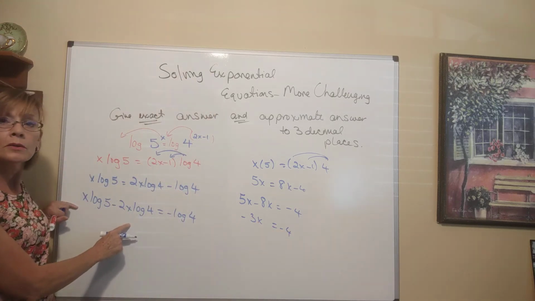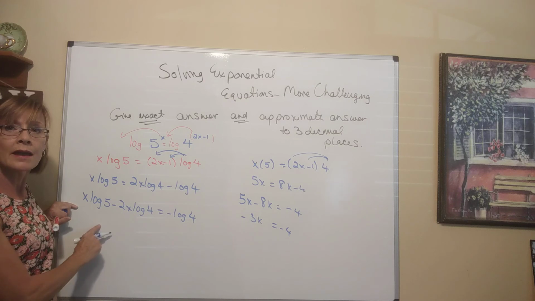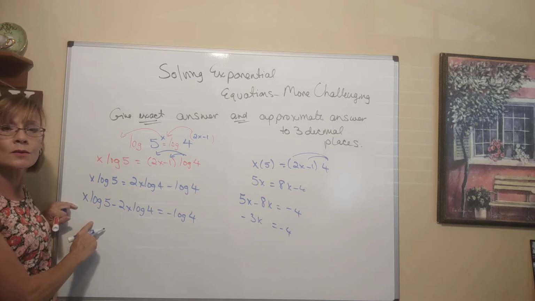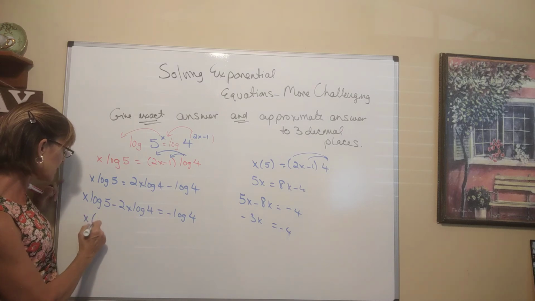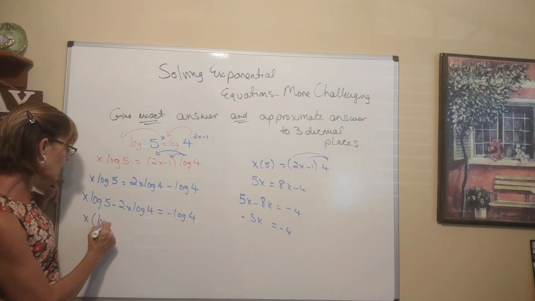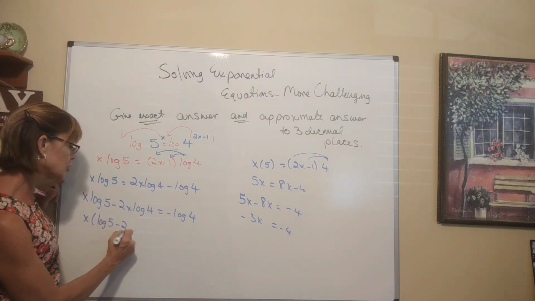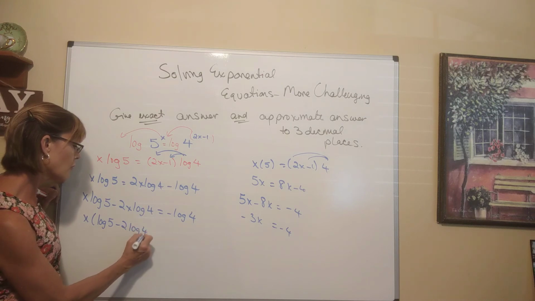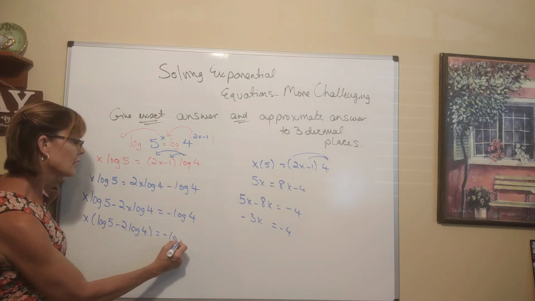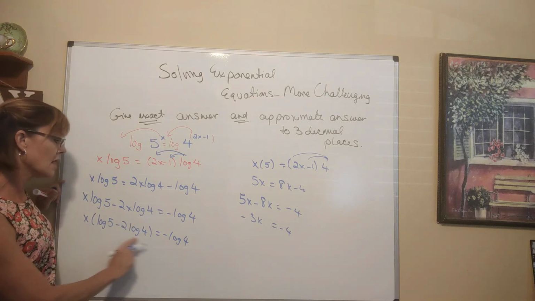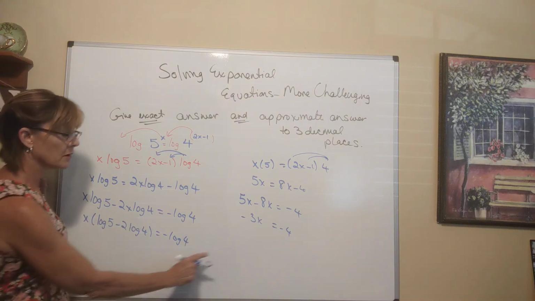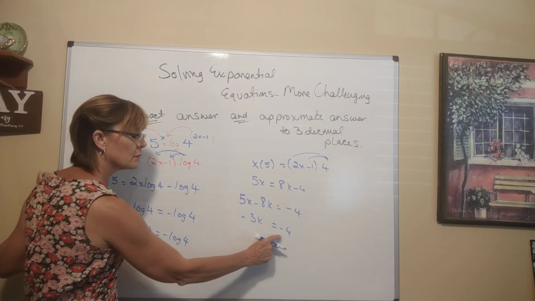Over here, what we do is we factor out an x, and that gives us 1x. That's a way of sort of combining them. So let's factor out an x, so we just have an x by itself. And we're left with log of 5 minus 2 log of 4 is negative log 4. Basically, we have x times a number equals a number.